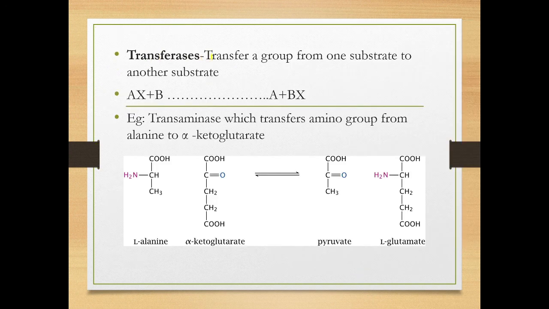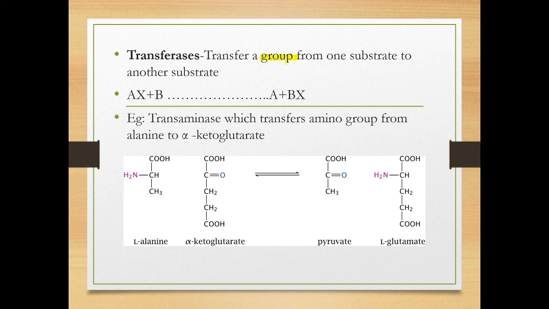Next is the transferases. Very simple: transfer of a group from one substrate to another substrate. So A is a substrate and X is the group, B is another substrate. So these enzymes transfer this group to B. So AX becomes A and B becomes BX. So this is not a hydrogen. Here it does not refer to hydrogen or oxygen.